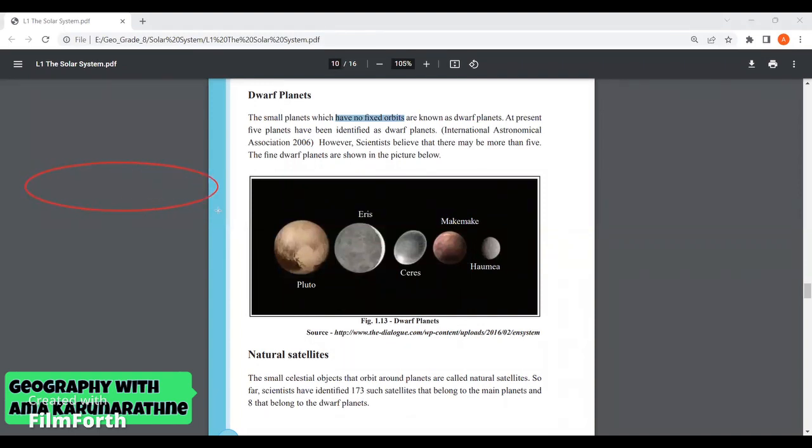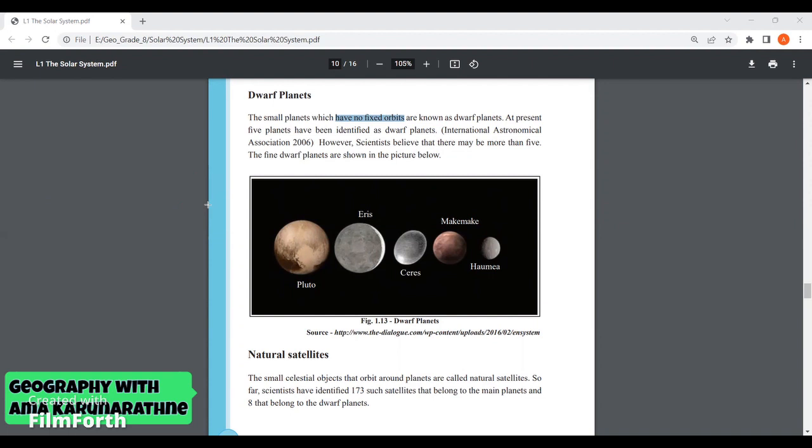Now let's say this is an orbit, and this is a planet. Let's say this planet is Mars. So this Mars has an orbit, which is a specific path for this planet. It rotates along its path. So that's the orbit of Mars. Just like that, all other planets have specific orbits, but these dwarf planets have no fixed orbit of their own.